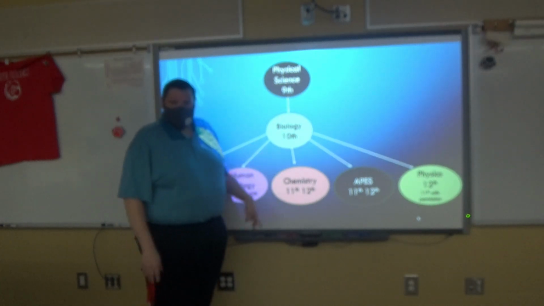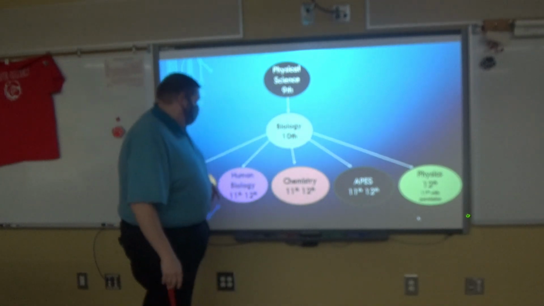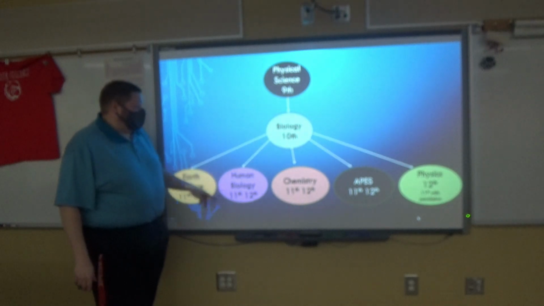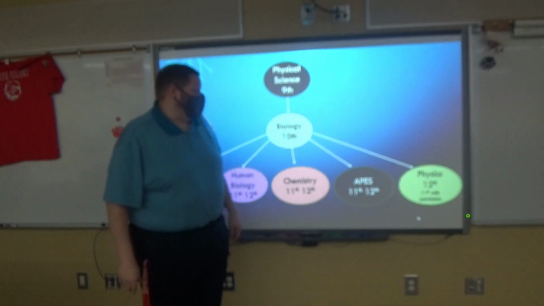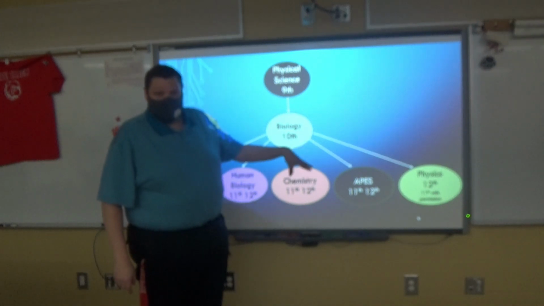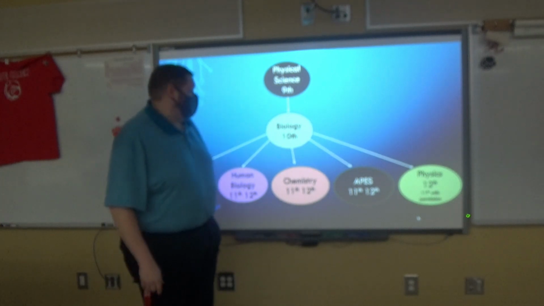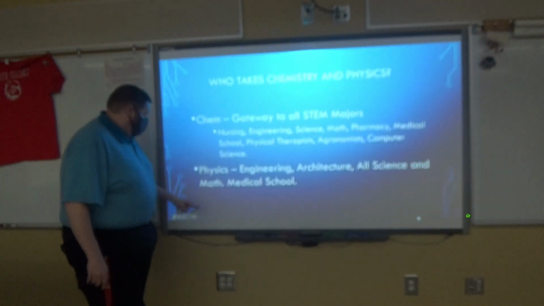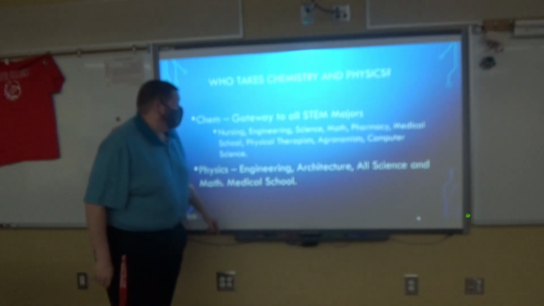After your 10th grade year, this is when the choices open up, and we have a bunch of different electives for you to choose from. You can take earth science, human bio, chemistry, APES, which is AP environmental science, and honors physics. I usually try to reserve physics for 12th graders, but you can take it as a junior with permission. So the 2 classes that I teach are chemistry and physics that you can choose from.